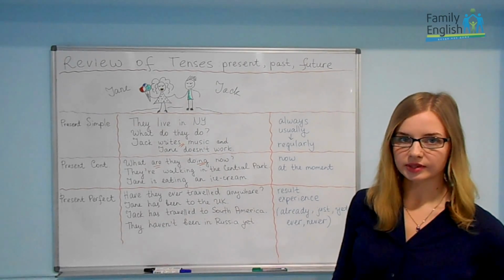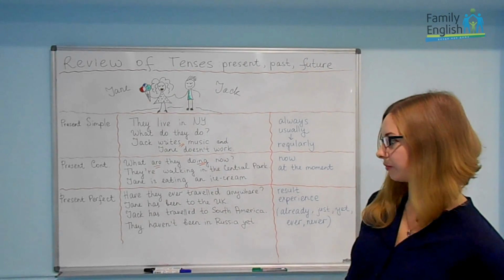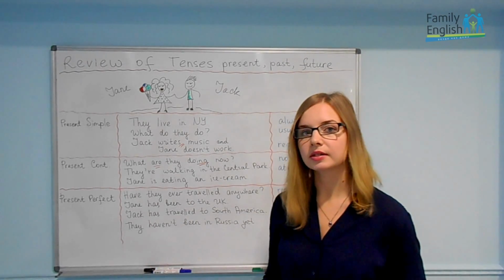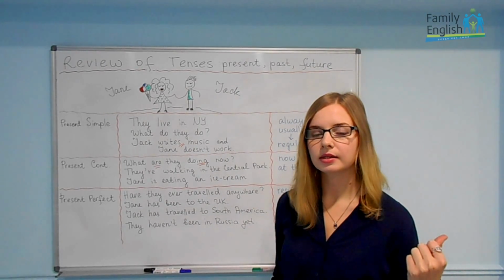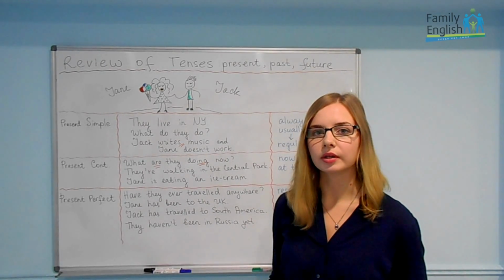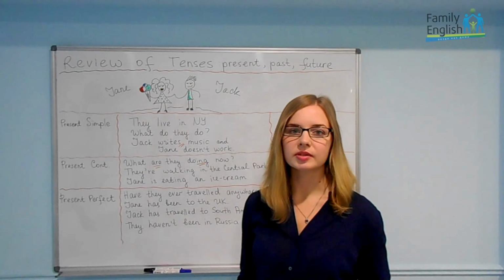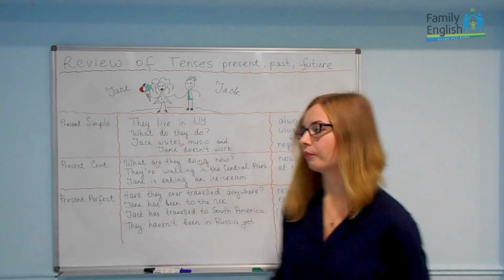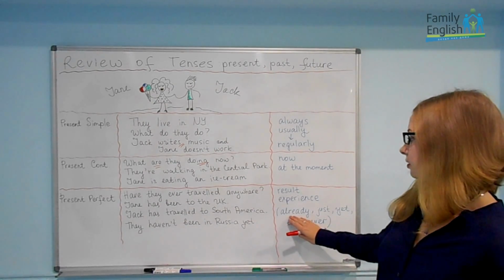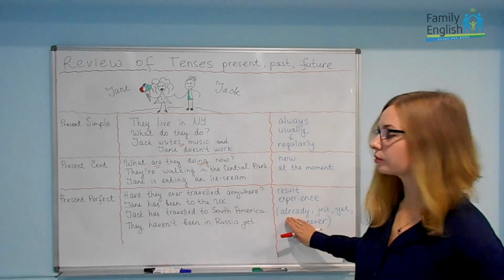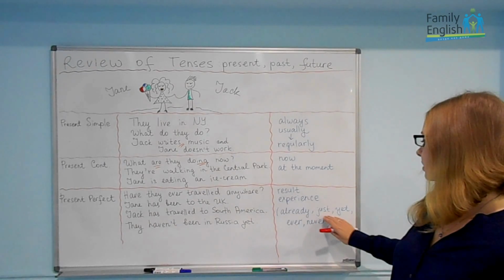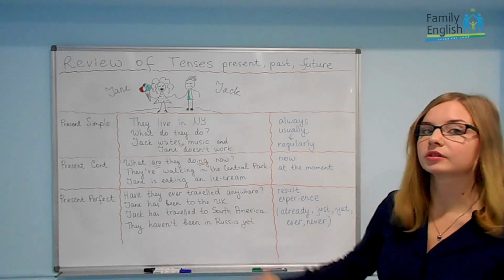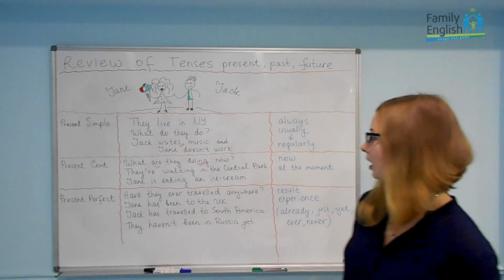The next present tense is present perfect. This tense we use for things that happened in the past, but it doesn't matter when. What matters is the result that we have now, or the experience that we have now. The words, the adverbs that will help you are already, just, yet, ever and never. We often use them with present perfect, as you remember.